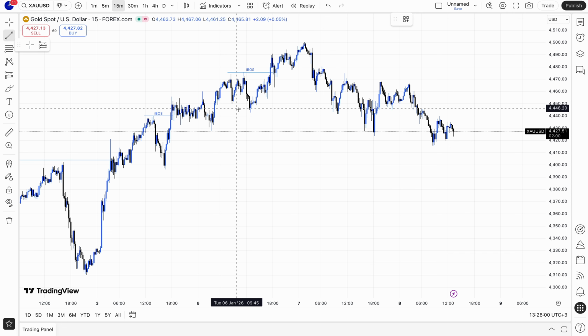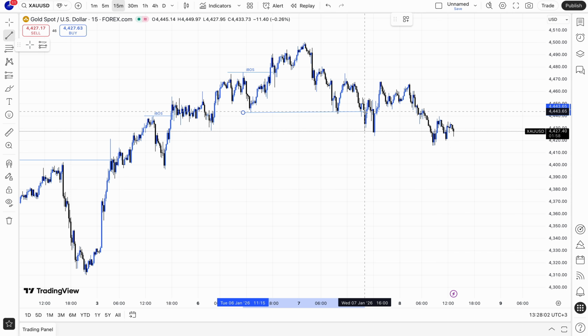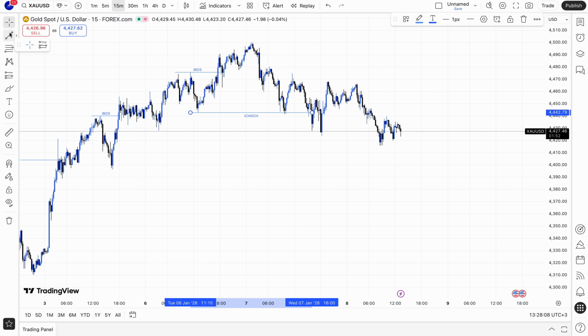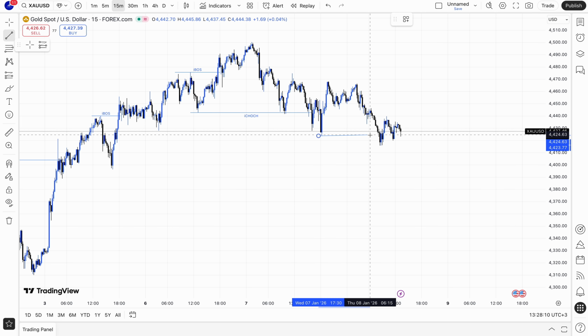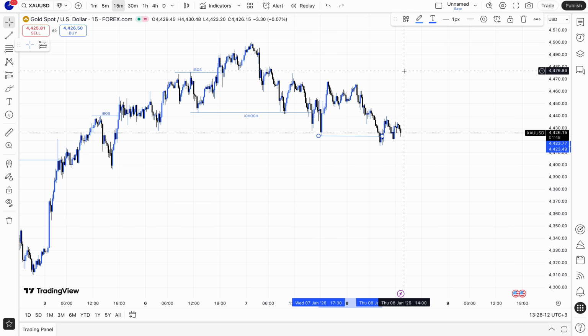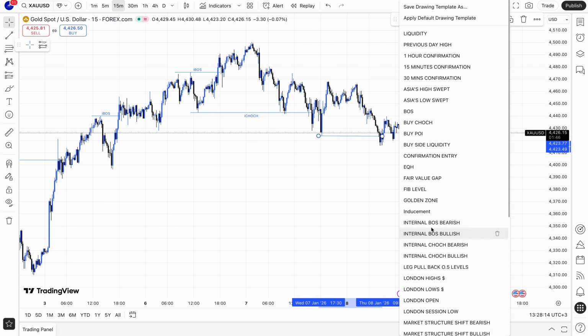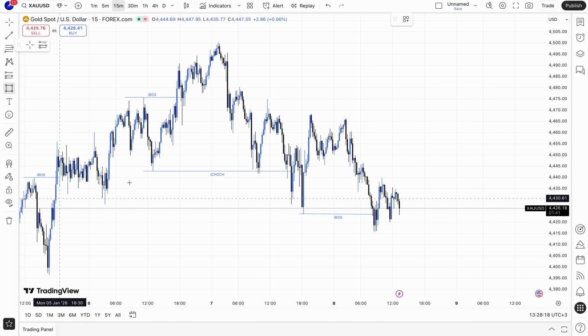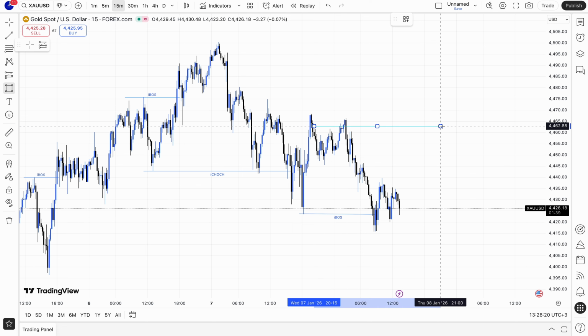So we get our change of character to the downside and our break of structure to the downside, and our sell order block is just here.